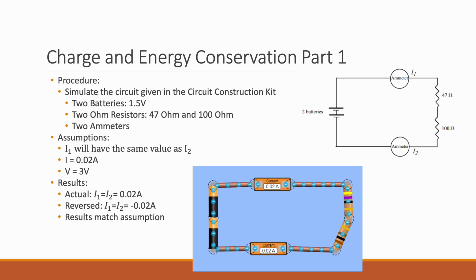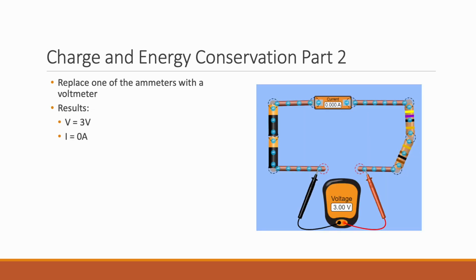And then, as you can see, the experimental results I got are the actual current to be 0.02 amps and the reverse to be negative 0.02 amps. So the results match my assumptions as above.